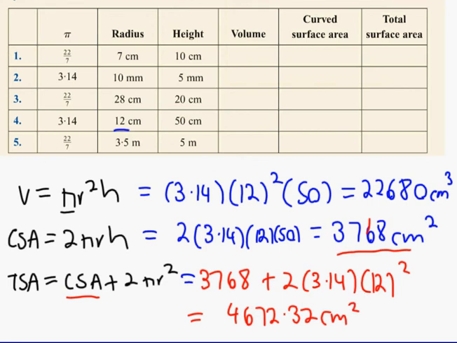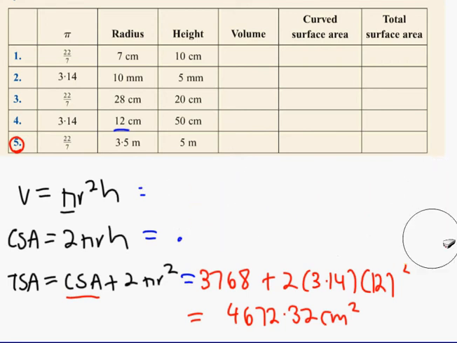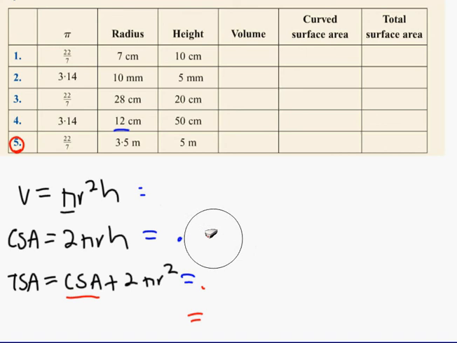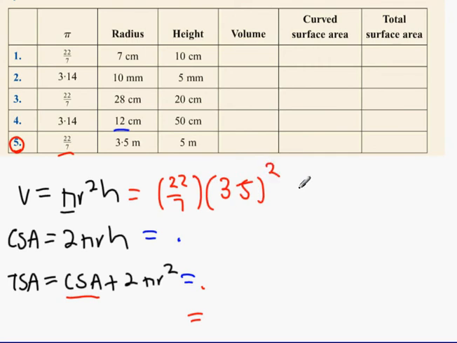Now, next question, question 5. Repeat procedure. It's not that big a deal. You just rub all this out and you start again. Exactly the same procedure. Now, this time it's 22 over 7. So pi is 22 over 7. Our radius is, and then our height is 5.